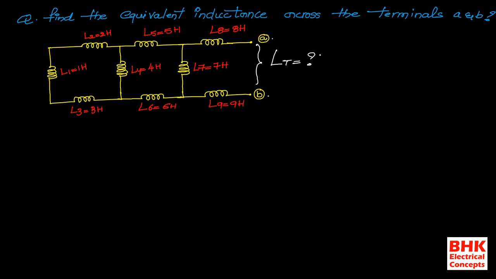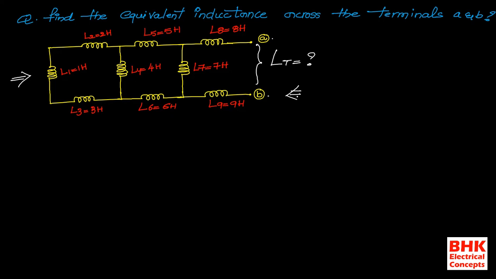Now we know that the most important point we need to follow here is: when the terminals are connected on the right side of the network, we always need to start reducing the network from the left side. For example, if the terminals are on the left side, we always need to start from the right side. Not only for inductances, this procedure is the same for calculating equivalent resistance, equivalent capacitance, and equivalent inductance.